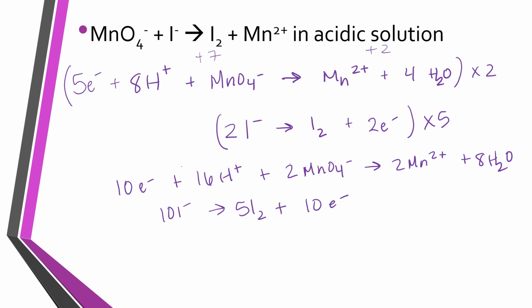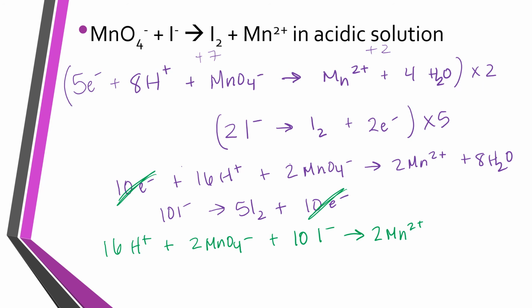Now I'm going to cancel out any like terms. My electrons have to cancel or I've done something wrong. Excuse me. That's the only thing that cancels for this one. So I have 16 hydrogens plus 2 permanganates plus 10 I minuses yields 2 manganese ions plus 8 waters plus 5 iodine.